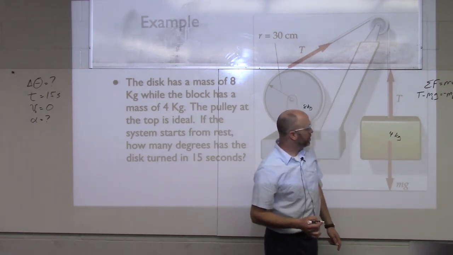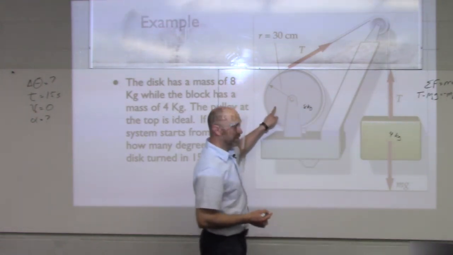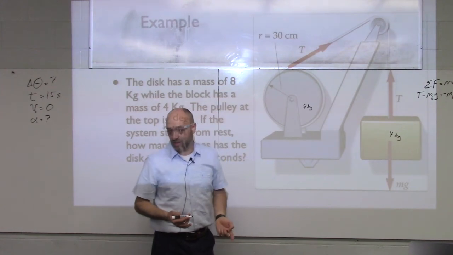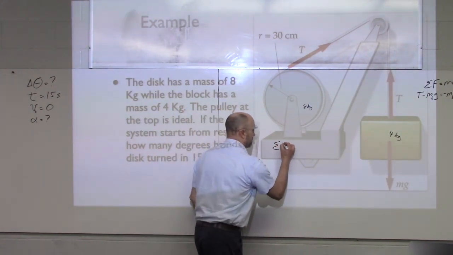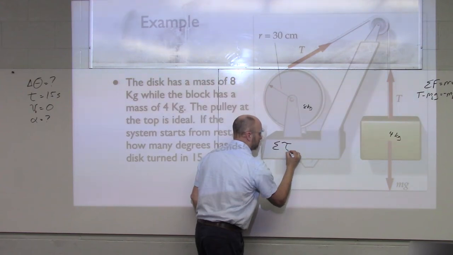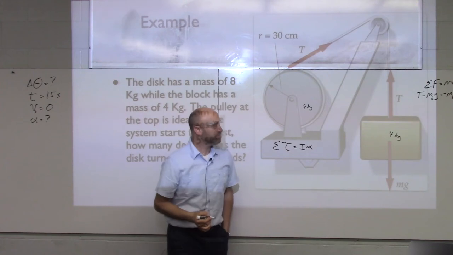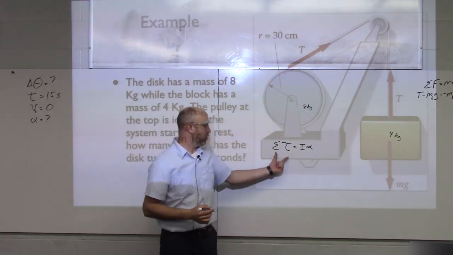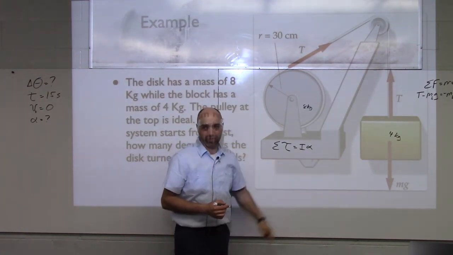Well, we've got two unknowns, one equation, so we need another equation. So we'll go over here and deal with this thing now. We'll do the angular version of Newton's second law. Sum of the torques equals I alpha. It's the same equation, just the angular version. Torques are what cause things to spin. There's angular mass, there's angular acceleration.